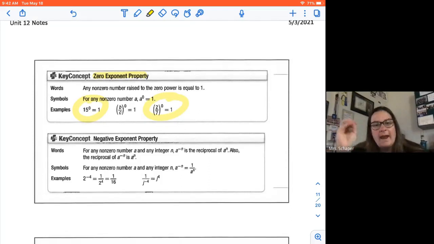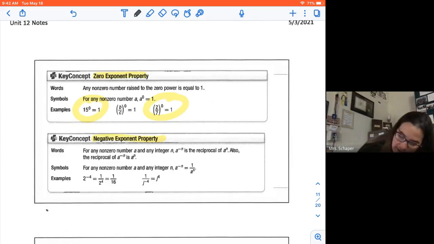Now, the negative exponent property, this comes into play because, again, our whole focus is to simplify expressions, right? We want them in simplest form. This is something we've talked about throughout this year and for years since elementary. You want to simplify your fractions. You want to simplify your expression. You want to simplify your exponential expression. That's what we're working on. That means that you can only have positive exponents.